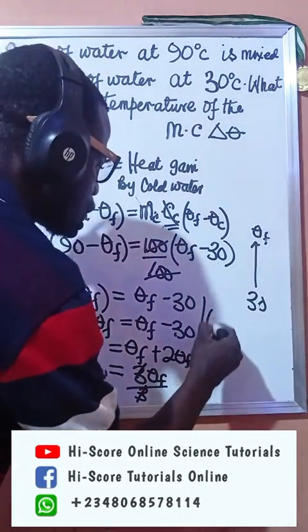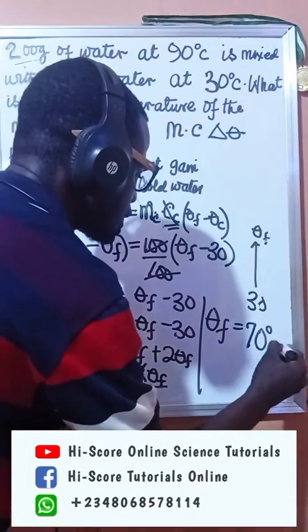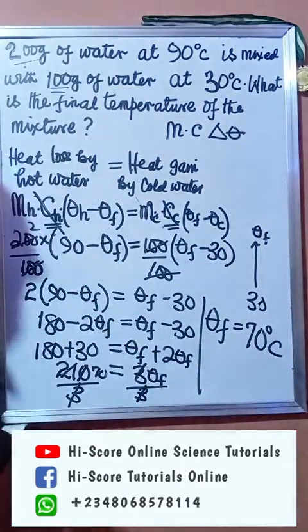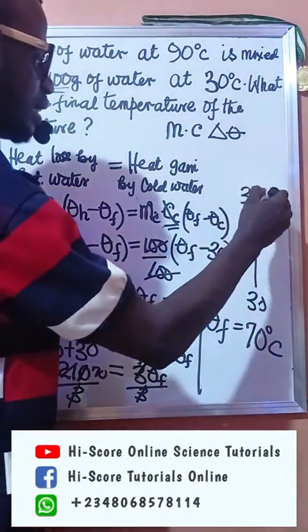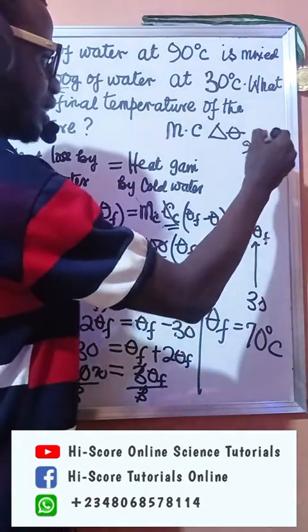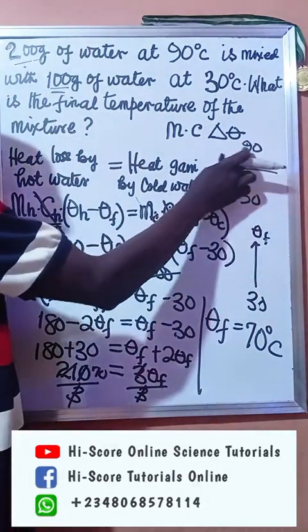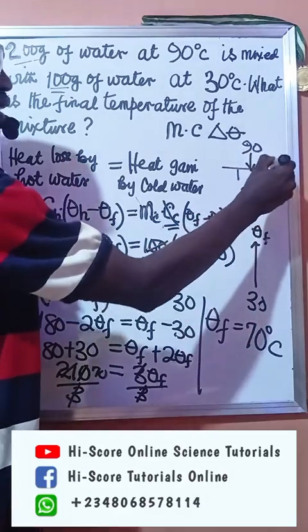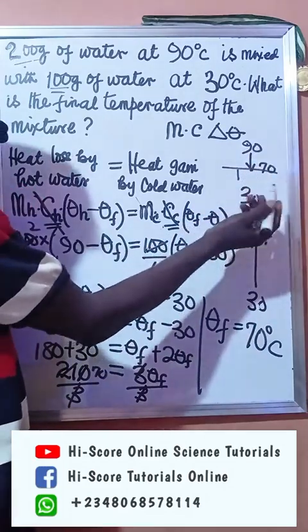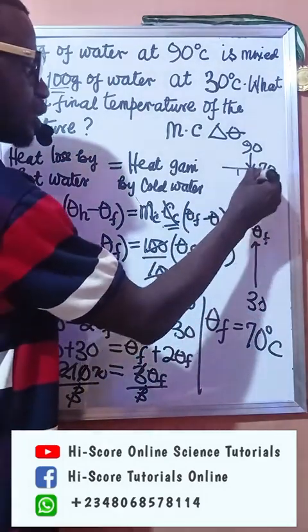Therefore, the final temperature of the mixture is going to be what? 70 degrees Celsius. As you can now see, it is something between 30 and 90. That is the final temperature of the body. That is, the hot body will lose temperature from 90 to 70, while the cold one will absorb the heat and take its temperature up to 70.